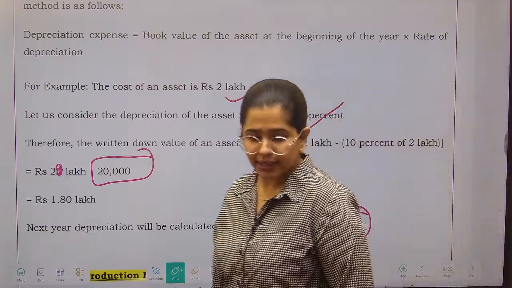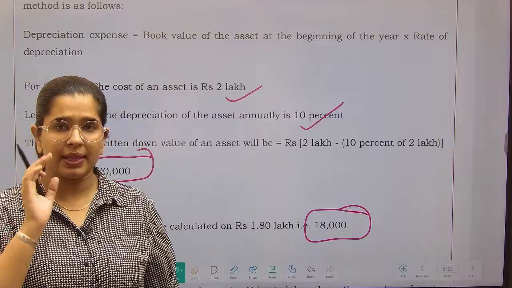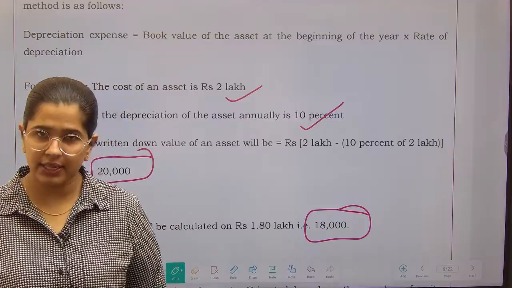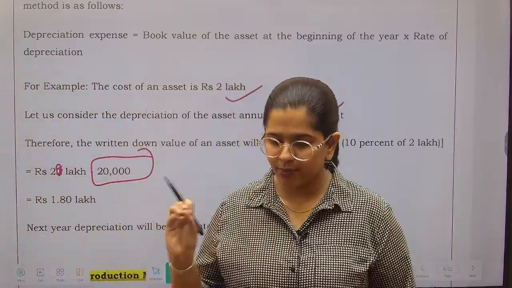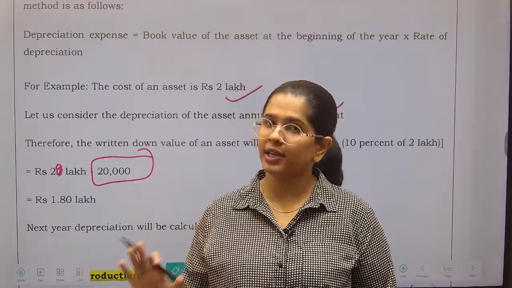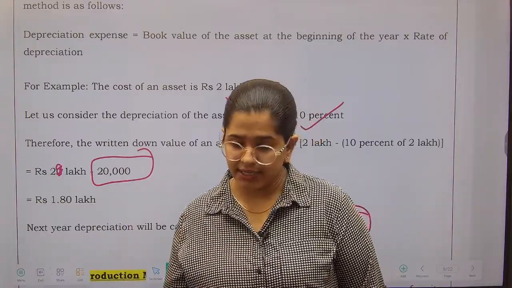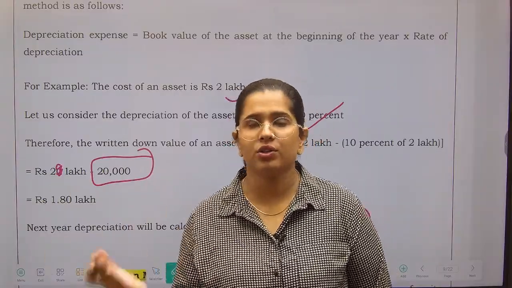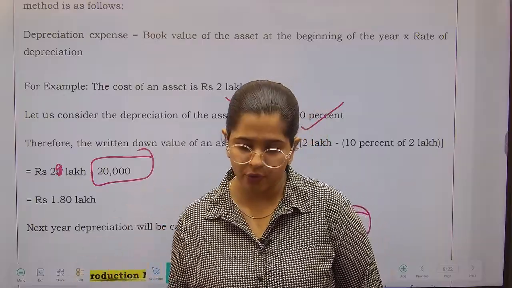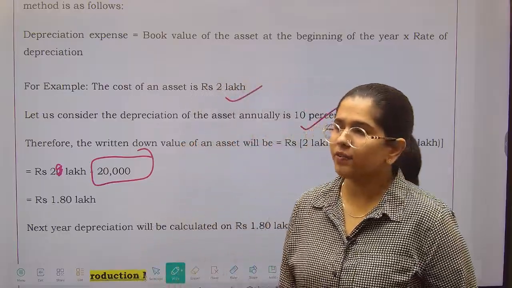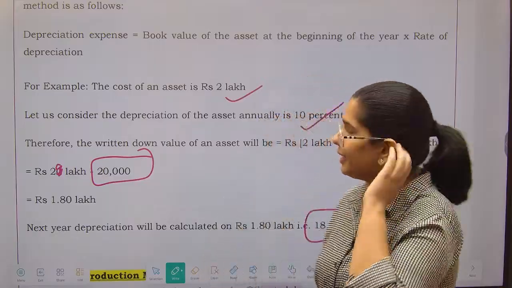So you know that in this particular method, the asset value will never be zero. In case of the SLM method, the asset's value can be zero, but in case of the written down value method, your asset is never going to be zero. This year I am charging 18,000. Next year I'll be charging, let's say, 16,000, after that 14,000. So in a way, as the asset's value decreases, the depreciation amount also decreases. That is why we call it the written down value method.